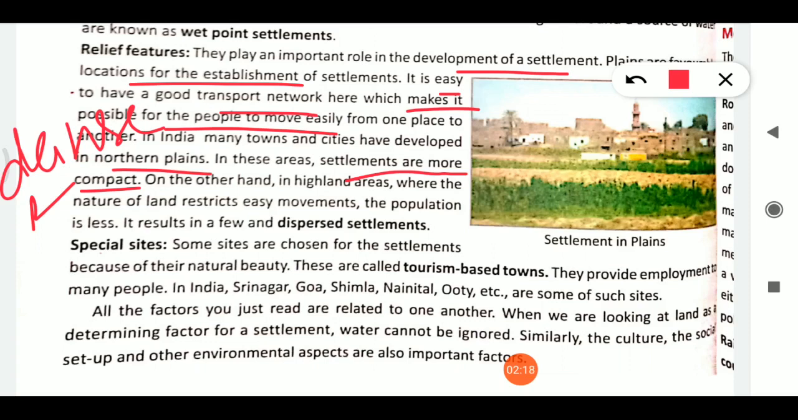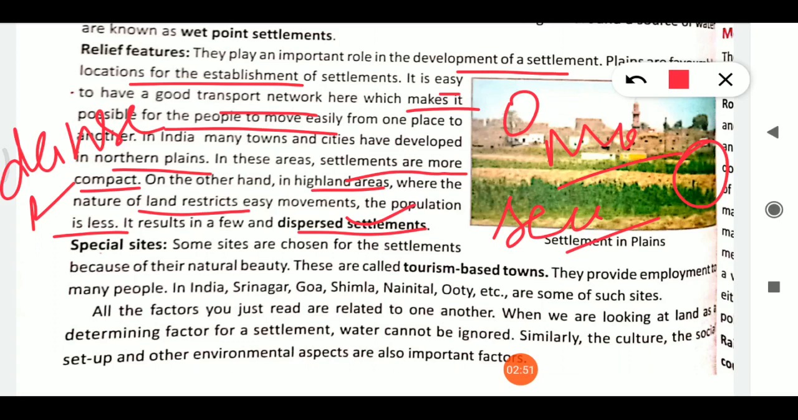Okay, so in plains, population and habitation is always dense. On the other hand, if we talk about the highland areas, where the nature of the land restricts easy movement, the population is less. Where is there more population? In plains. And where is it less? In desert areas, in highland areas. It results in few and dispersed settlements. Dispersed means scattered or spacious. One house will be here and the other one will be so far.